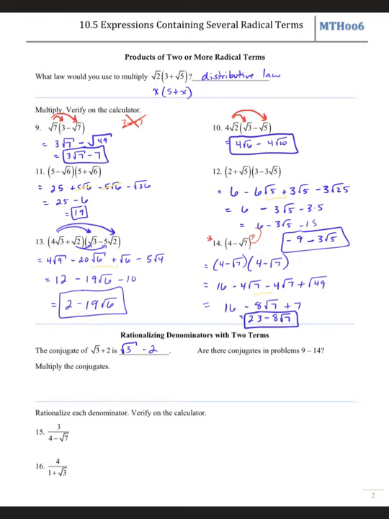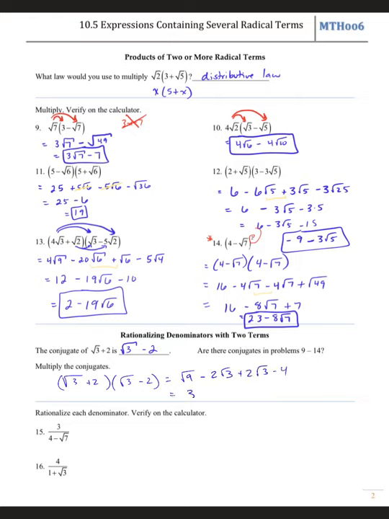So this one says multiply the conjugates. So let's go ahead and look at this example here. So if we have root 3 plus 2, and we want to multiply by its conjugate, root 3 minus 2. Well, root 3 times root 3 is root 9, which we know is going to be 3, minus 2 root 3 plus 2 root 3, and that would be minus 4.